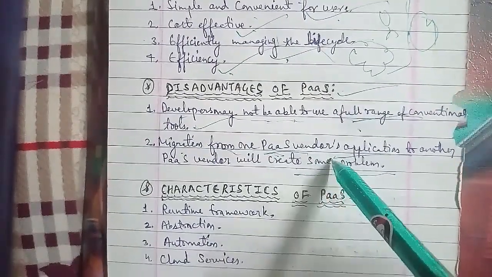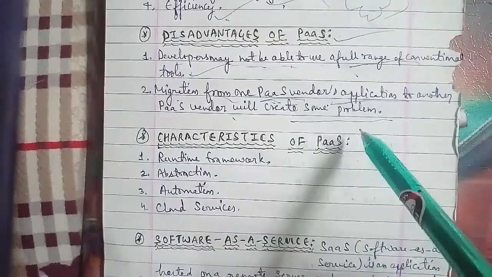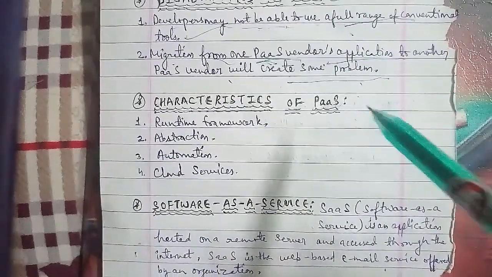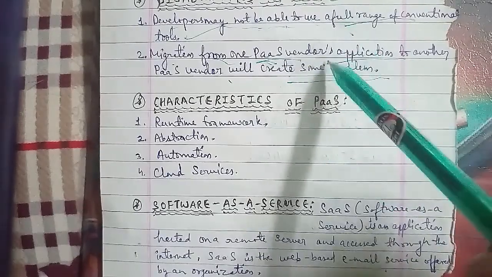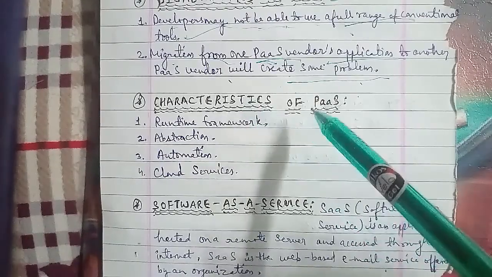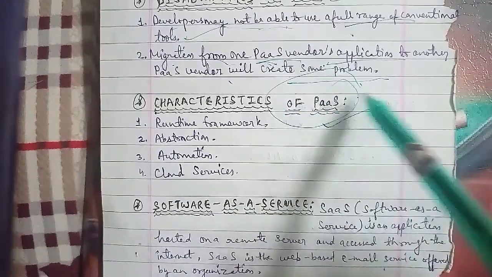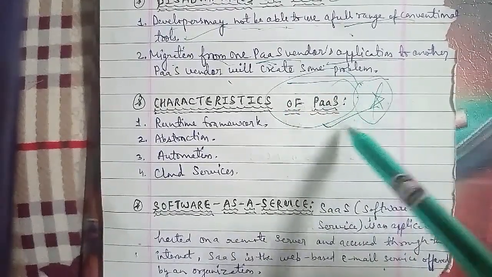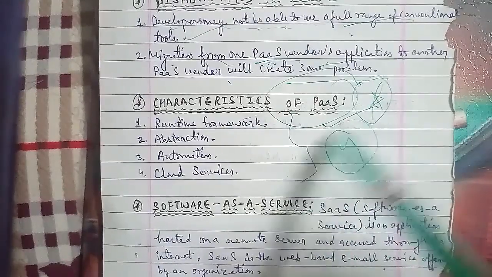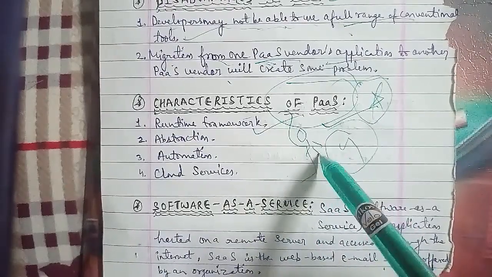The second characteristic is abstraction. Abstraction means hiding. We hide some of the critical information using abstraction, so that it is hidden from third parties and they cannot leak it. This is the second characteristic of platform as a service. The third is automation. Automation is the third characteristic. And the fourth is cloud services, which also comes under the characteristics of platform as a service.